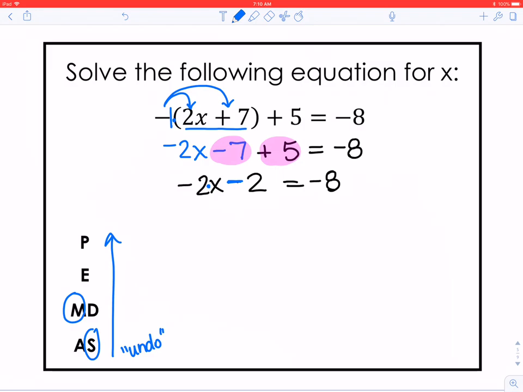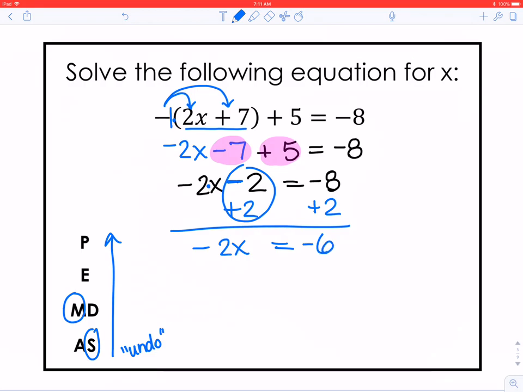The inverse of subtraction is addition, so add 2. Negative 2x, and that's 0, so I don't need to write that total, is now equal to negative 8 plus 2. I have more negatives. How many more? 6 more. So negative 6. Negative 2x equals negative 6.